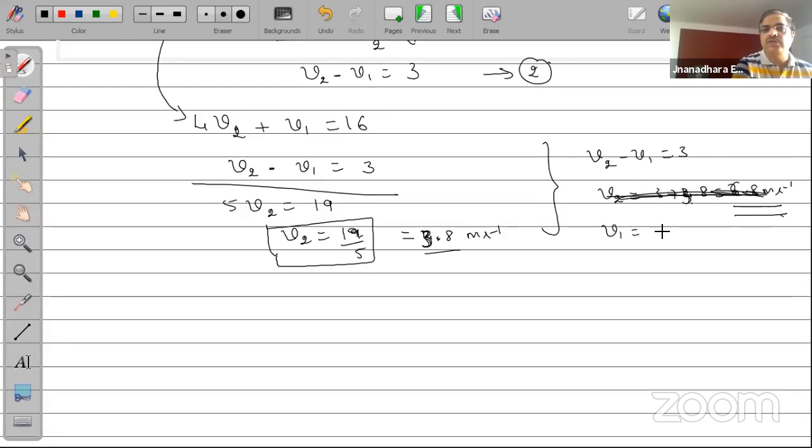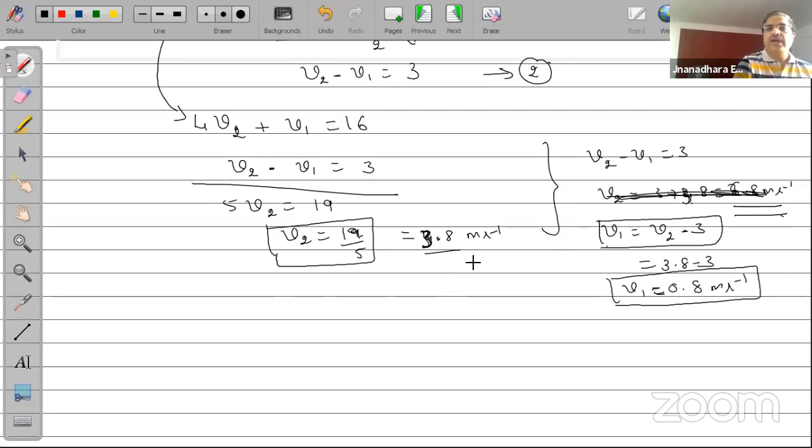V1 therefore is equal to V2 minus 3. So V2 is 3.8 minus 3. So V1 will be equal to 0.8 meter per second. Yeah, V1 will be 0.8 meter per second. I think that's the answer, because V2 minus V1 is equal to this, and therefore V1 will be V2 minus 3.